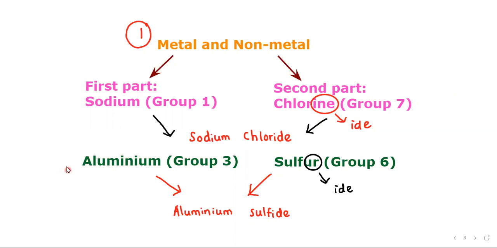Okay, second example: aluminium is given, which belongs to group 3, and it acts as a metal. As for sulfur, it belongs to group 6 as a non-metal. So same thing, the ending of the element name, change it into IDE. Copy back your metal: aluminium sulfide. So we're done with our first way to name a compound: when you see a metal together with a non-metal, you need to change the non-metal ending into IDE.